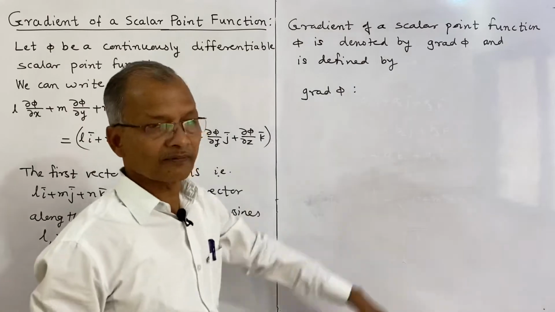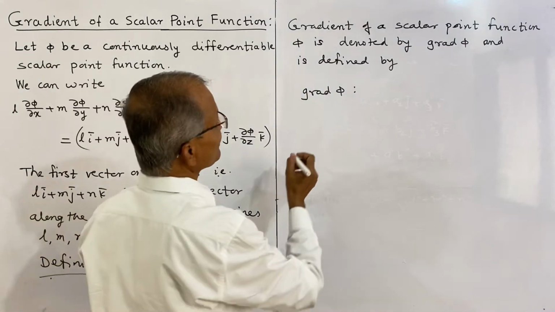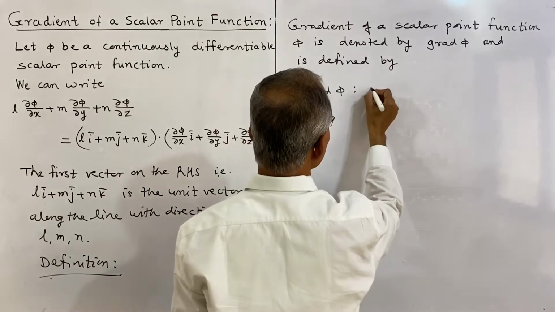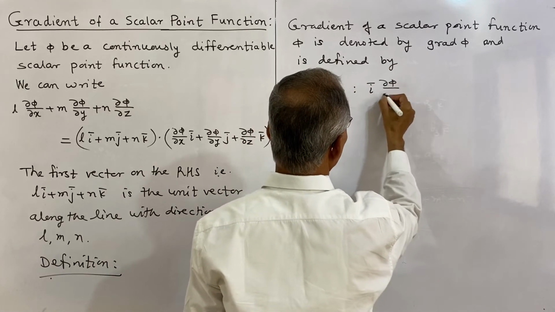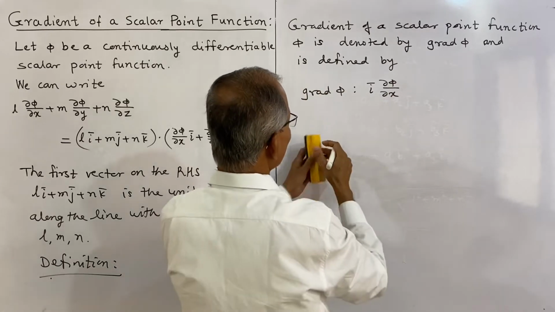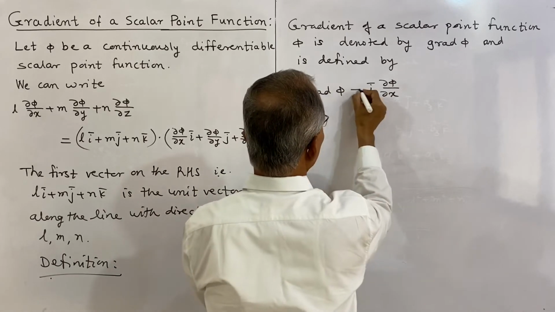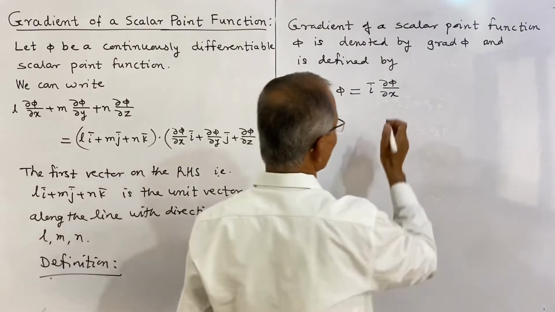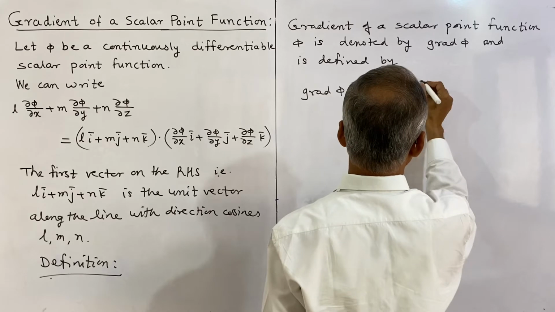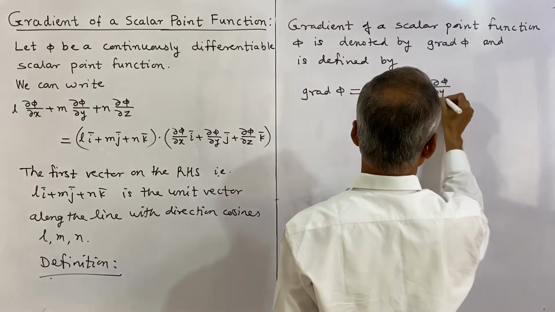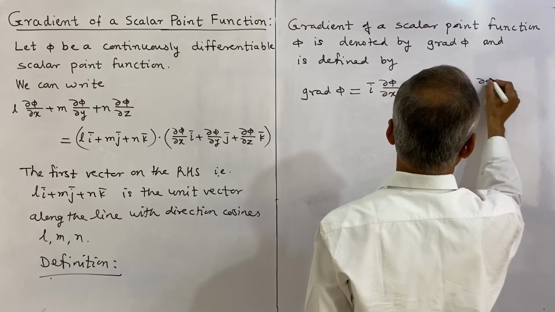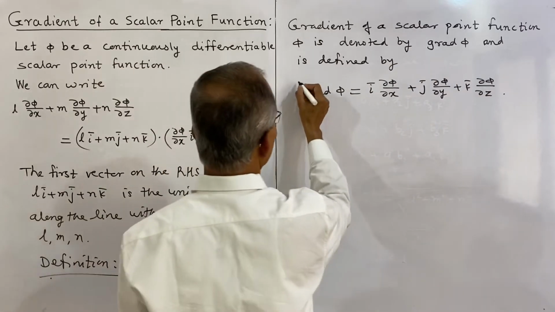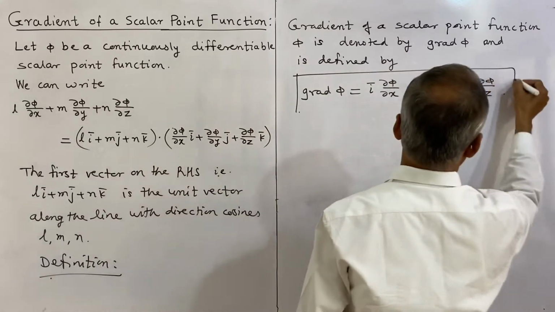The gradient of a scalar point function is denoted by the symbol grad phi and is defined by grad phi equals i dou phi by dou x plus j dou phi by dou y plus k dou phi by dou z. So, this is the gradient of phi, and this we shall remember as the definition of the gradient of phi.